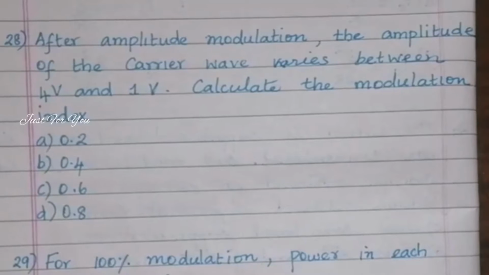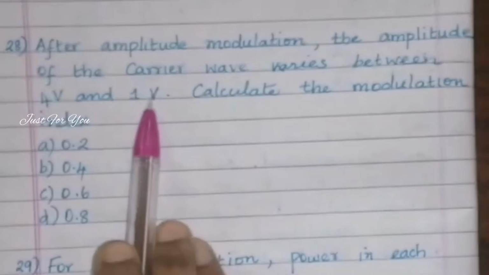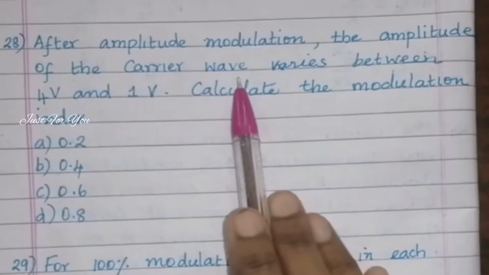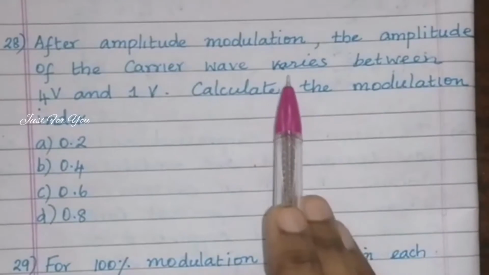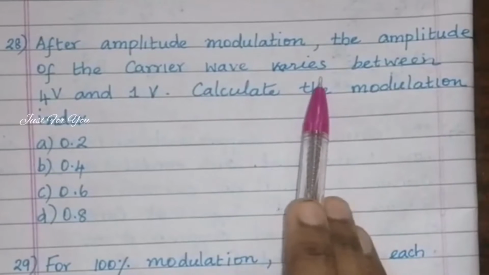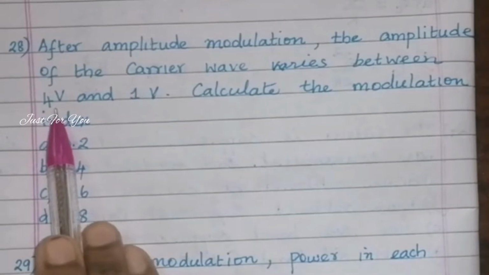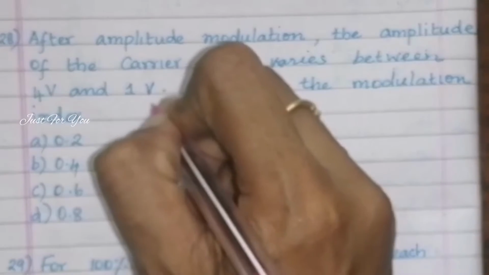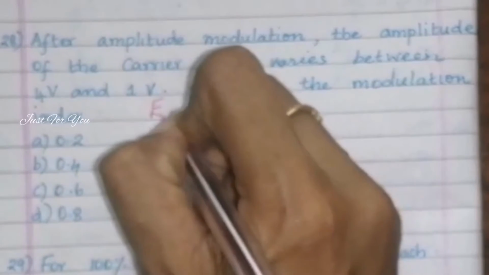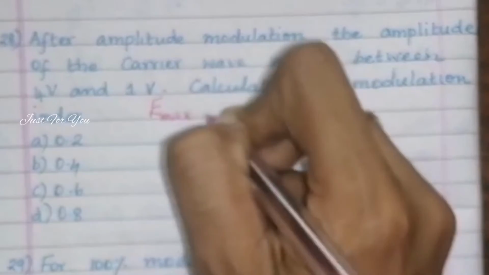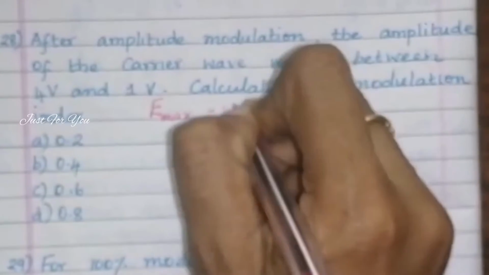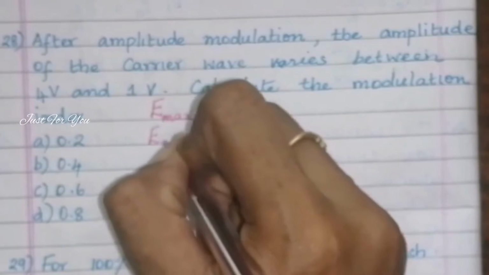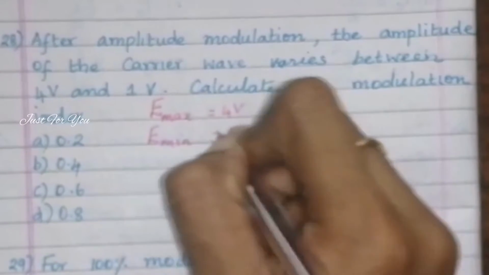What are the data given? Two voltages are given. That is what they have specified. The carrier wave varies between them. Since the word varies comes here, this is the maximum voltage and this will be the minimum voltage. The maximum voltage we can represent as Emax or Vmax. The maximum voltage Emax is equal to 4 volt and the minimum voltage Emin is equal to 1 volt.